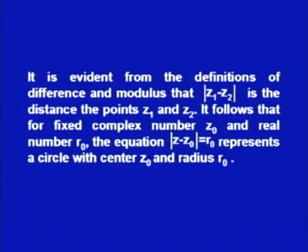It is evident from the definitions of the difference and modulus that modulus of z1 minus z2 is the distance between the points z1 and z2. It follows that for a fixed complex number z0 and real number r0, the equation modulus of z minus z0 equal to r0 represents a circle with center z0 and radius equal to r0.